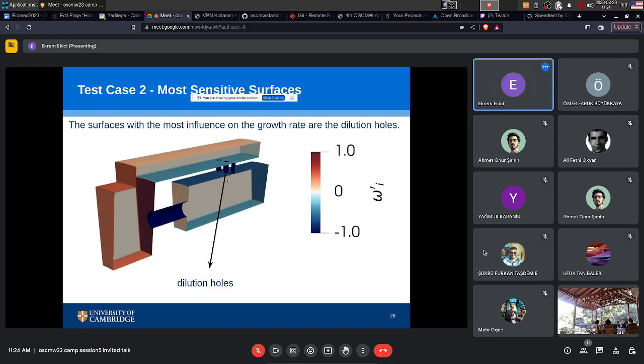Unsurprisingly, we can see that the most influential part is the dilution holes. I have a negative shape derivative on the boundary of the dilution holes, which means that if I move the boundary in the normal direction, I'm going to get a lower eigenvalue. That means I need to increase the diameter of the dilution holes. This is frequently encountered in combustion chambers because they put so many dilution holes to simulate acoustic energy loss.